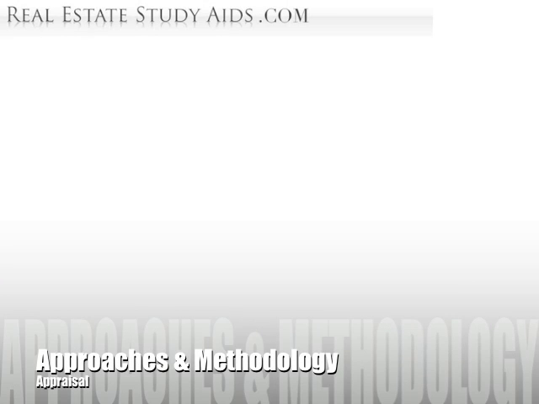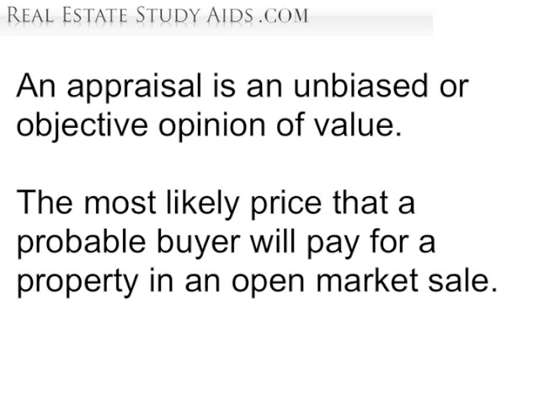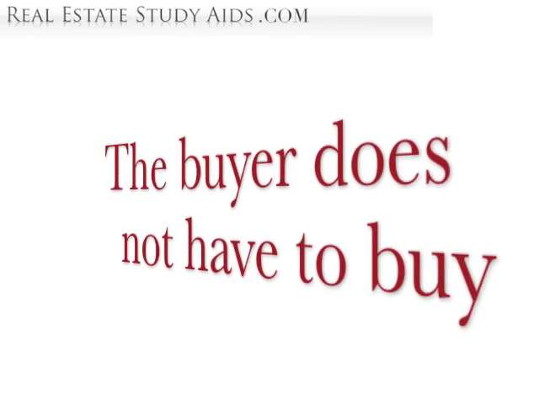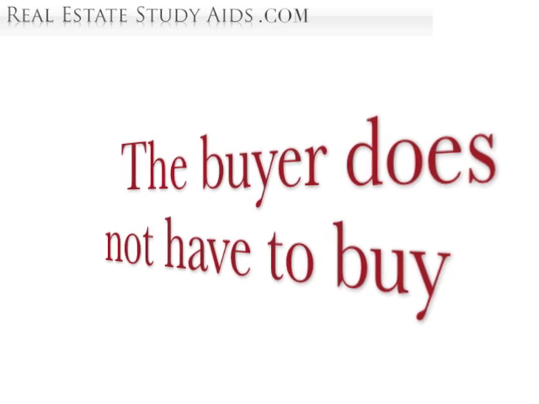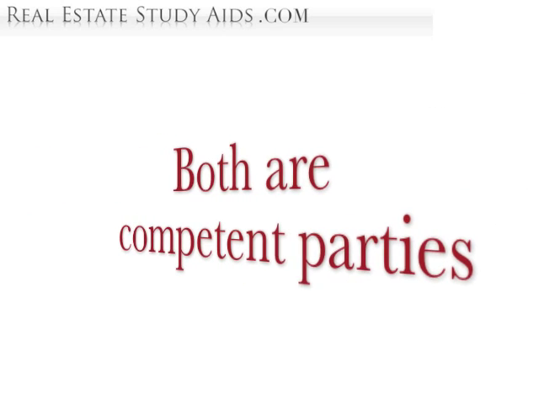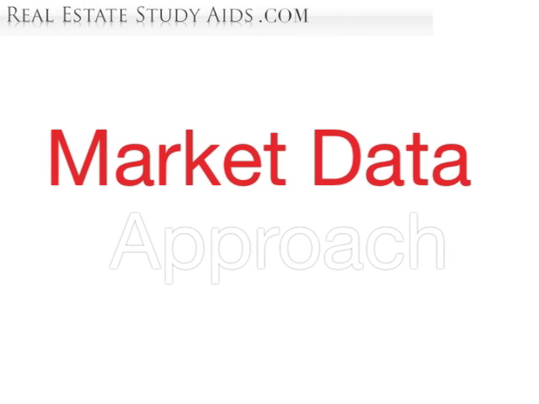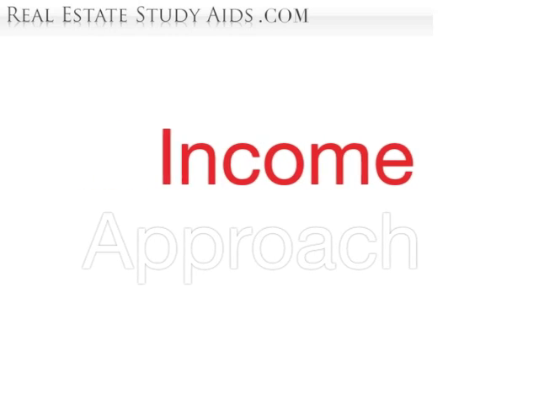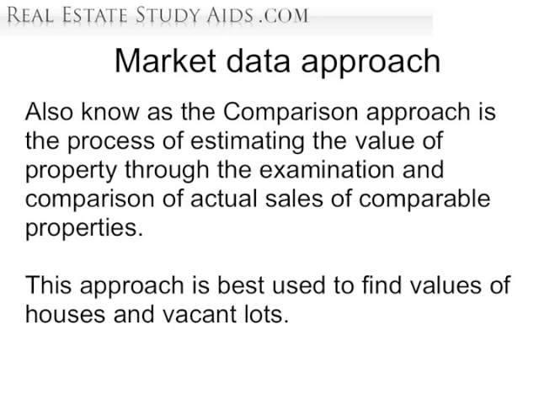Appraisal, Section 1, Approaches and Methodology. An appraisal is an unbiased or objective opinion of value, or the most likely price that a probable buyer will pay for a property in an open market sale. In an open market sale, the buyer doesn't have to buy, the seller doesn't have to sell, and both are competent parties. The three approaches to appraising are the market data approach, income approach, and cost approach.